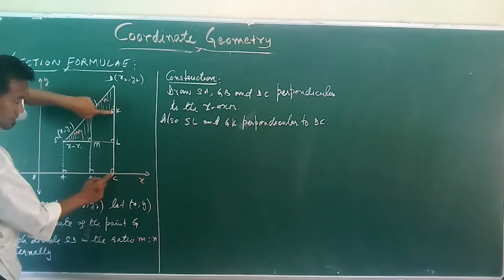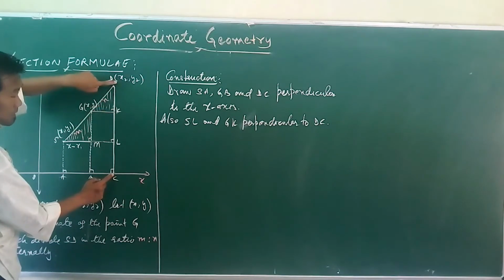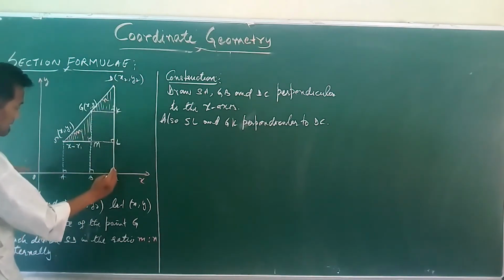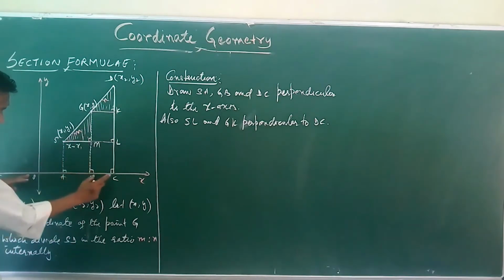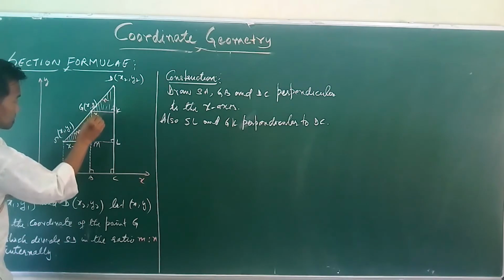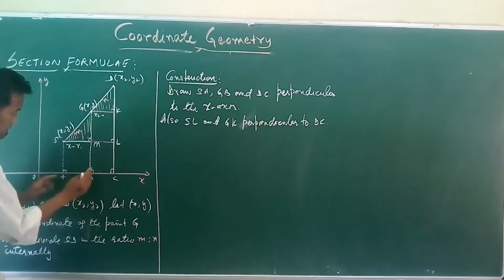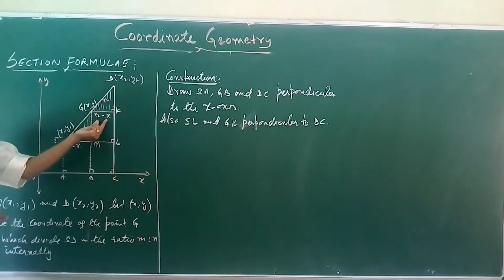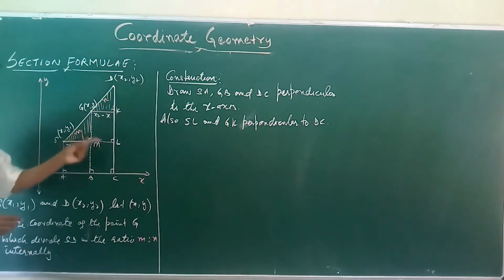So the x-coordinate of D is x2, and the x-coordinate of P is x.